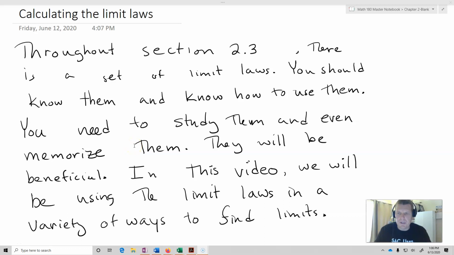So throughout section 2.3, there is a set of limit laws, and you should know them and know how to use them. You're going to need to study them and even memorize them, and they will be beneficial. In this video, what we'll be using is the limit laws in a variety of ways to find different limits.